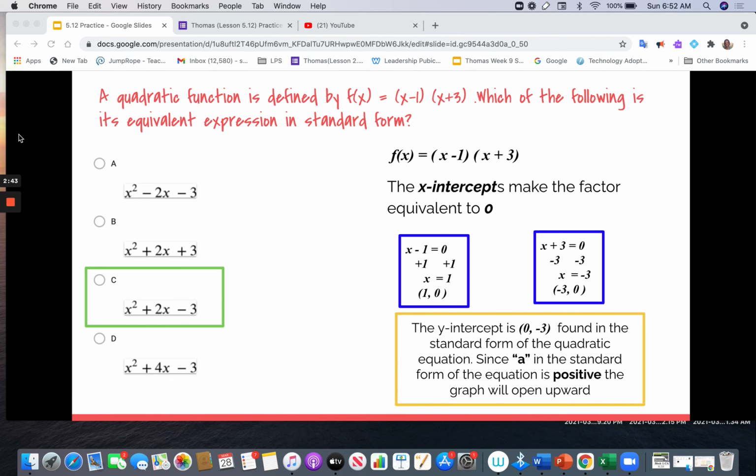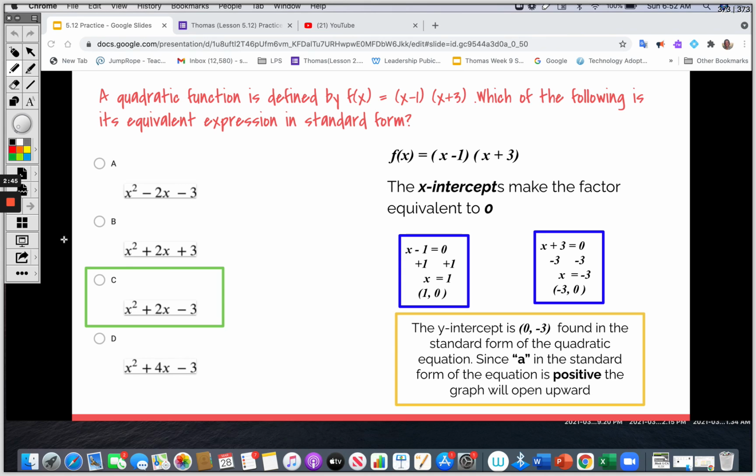And just to review why it's negative 3, remember in standard form it's ax squared plus bx plus c. And remember the c term is the y-intercept. And so in this case, our y-intercept is actually negative 3. And we know that y occurs where x is equal to 0.